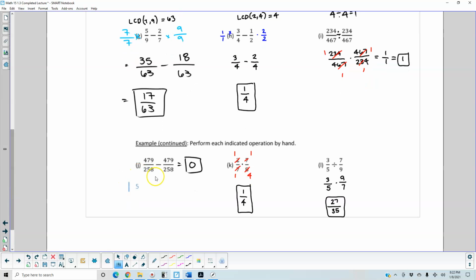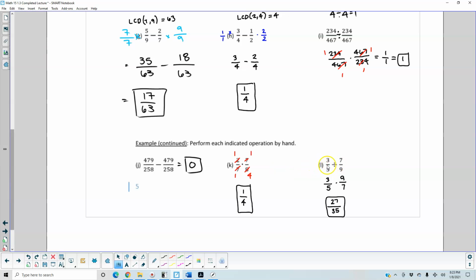In the next example, we have 479 over 258 minus 479 over 258, which is equal to 0. Then 2 over 7 times 7 over 8. Well, 2 and 8 have 2 in common, so 2 goes into 2 one time, 2 goes into 8 4 times. And 7 goes into 7 one time. So we have 1 times 1, which is 1, and 1 times 4, which is 4.